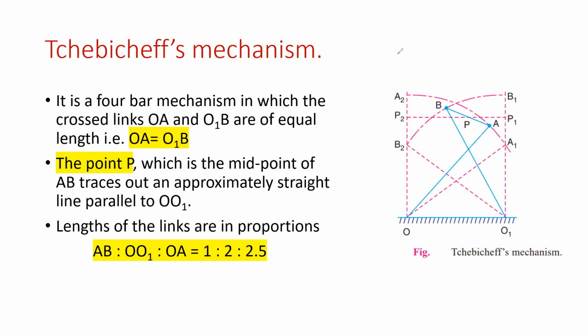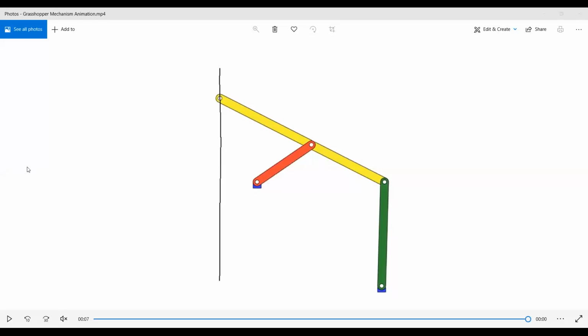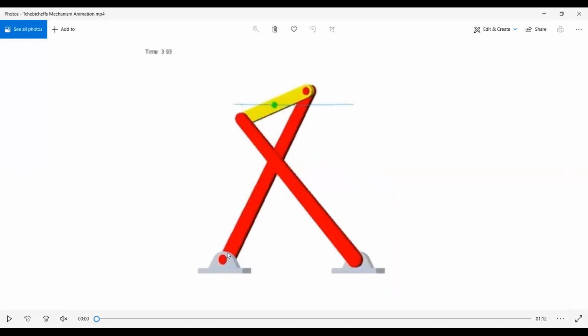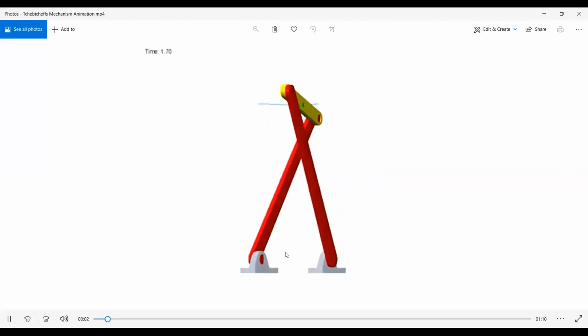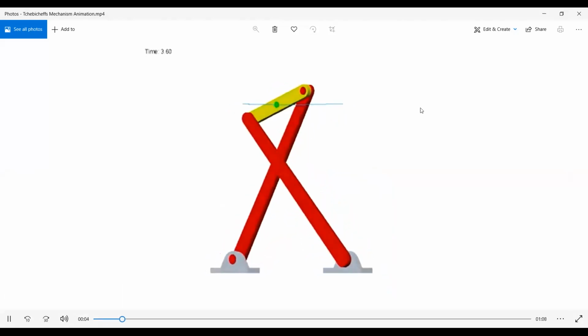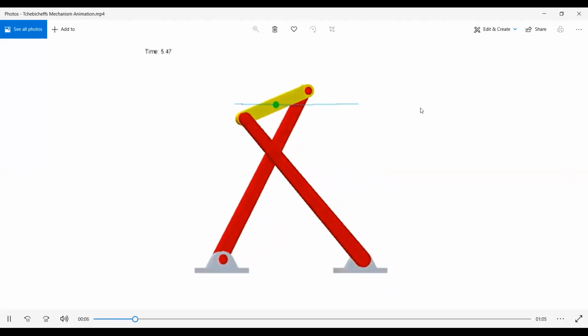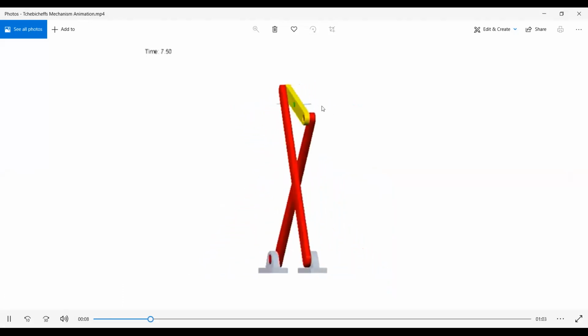Okay, I will also share a video with you. So you see, it is the Chebyshev's mechanism. See how it will appear.